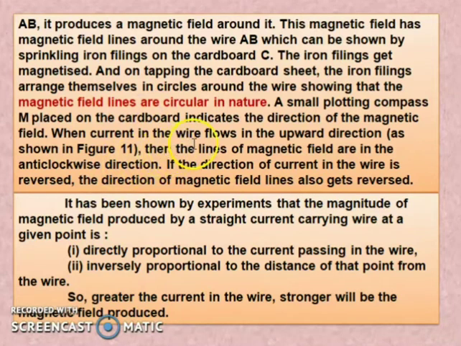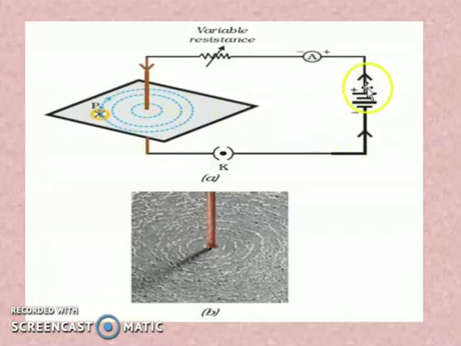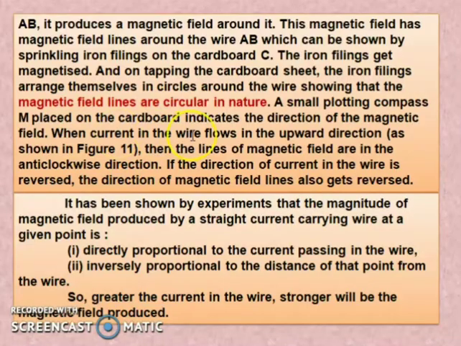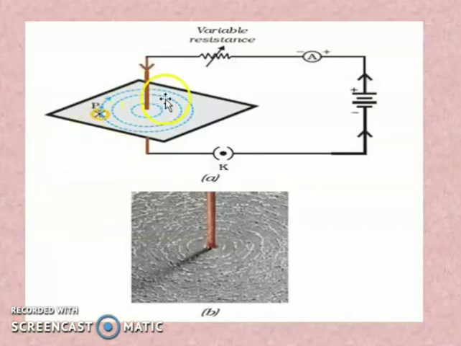Here, when the current in the wire flows in the upward direction, you can see that the magnetic field lines are in an anti-clockwise direction. You can see that the magnetic field lines are anti-clockwise. Okay.